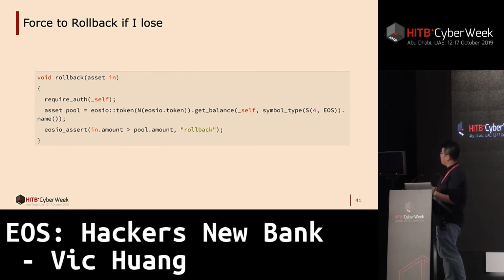So here's a concept. How can we force a rollback if I lose? This logic is about checking your balance. If I transfer my bet money, and after that my balance didn't increase, it means I didn't win the reward, and I will force it to roll back.